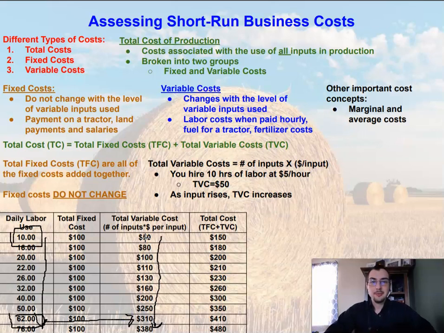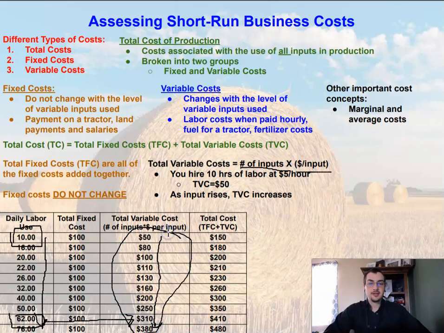So just a quick recap: total cost is equal to the total fixed cost plus the total variable cost. The total fixed costs are all of the fixed costs added together. These fixed costs do not change as the level of input changes. But you also have these variable costs. These variable costs are calculated by taking the number of inputs times the price per input. And variable costs are going to increase as the input increases. So the variable costs, they do change.